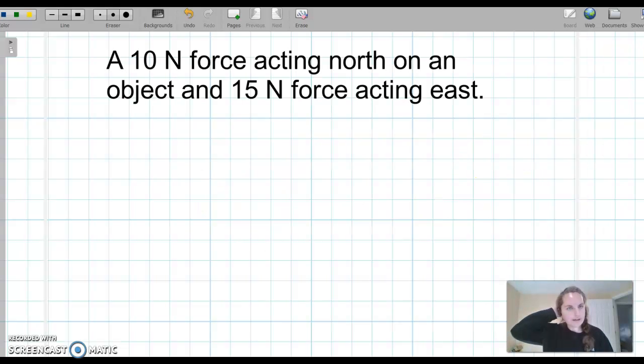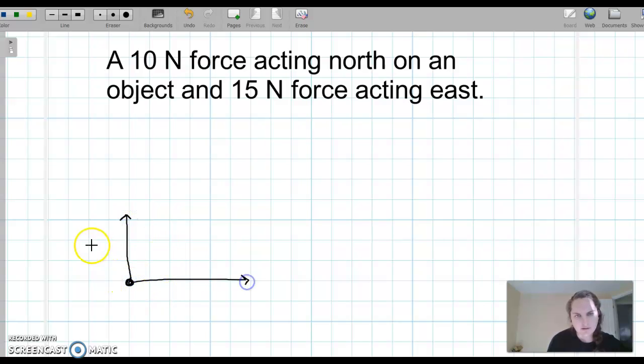All right, so let's look at some examples here using the parallelogram rule. We have a 10 newton force acting north on an object and a 15 newton force acting east. So let's go ahead and draw out these forces. We start with our object right there, and we have a 10 newton force acting north and a 15 newton force acting east. I'll just draw in 10 newtons here, 15 newtons to the east. Now I see that my forces are not in parallel, right? They're actually perpendicular to one another.